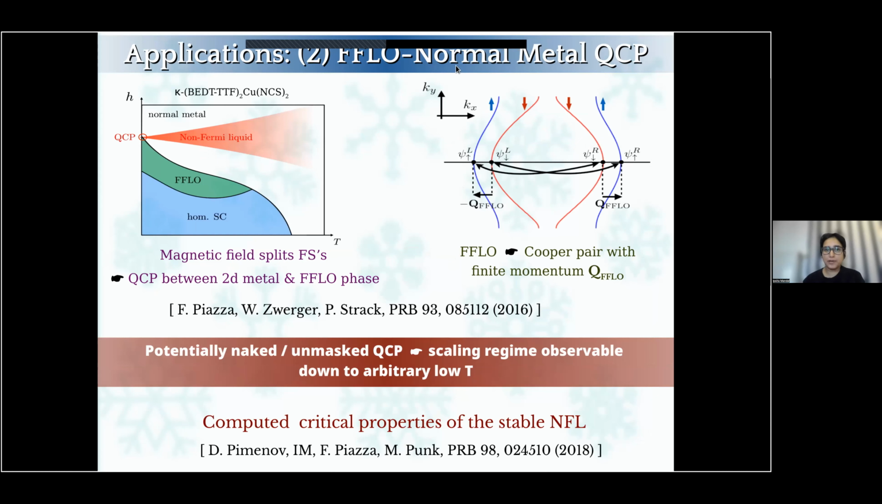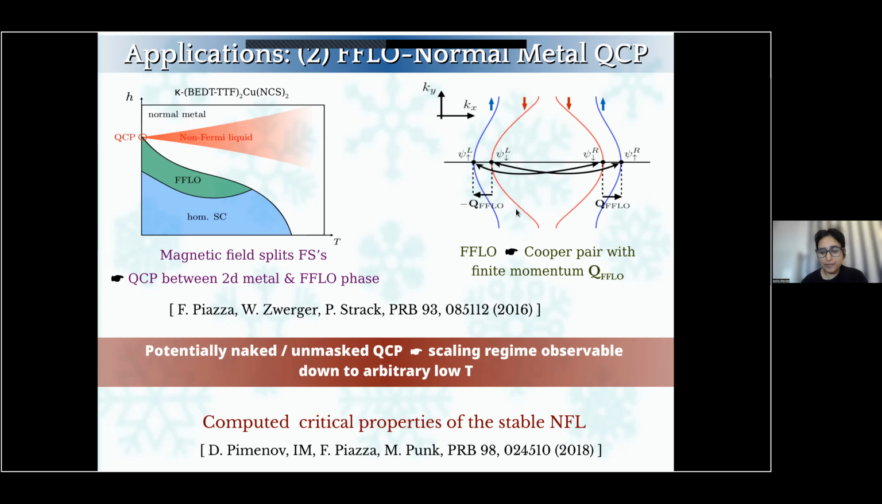And one example was the quantum critical point lying between the FFLO and normal metal transition. So here for some organic materials, we have a homogeneous superconducting phase, and then it goes to an FFLO superconducting phase, and finally it goes to a normal metal. And it is expected that there might be a quantum critical point at this region.